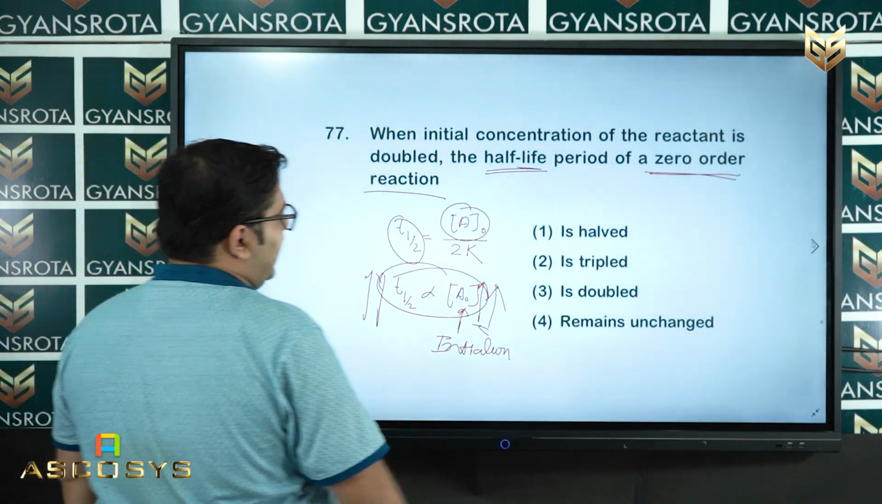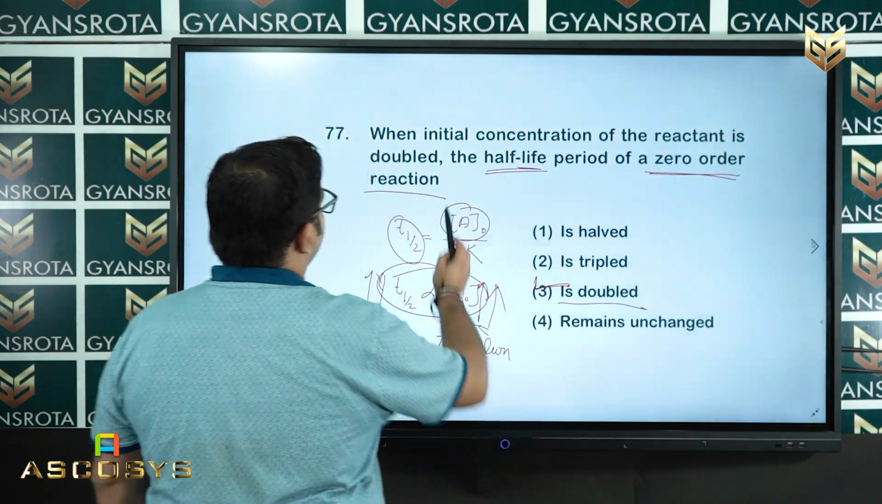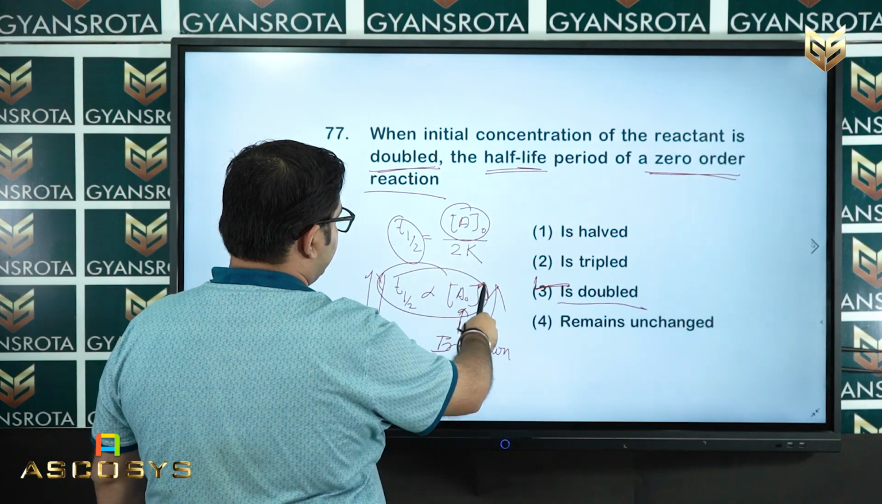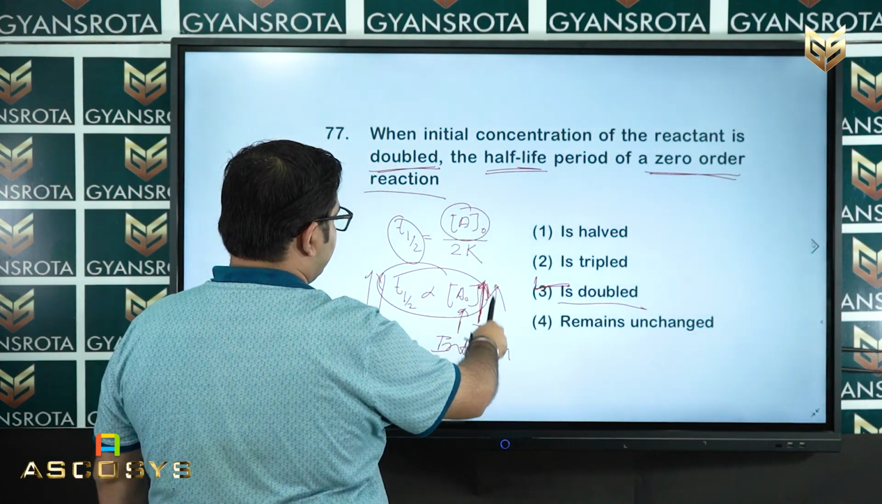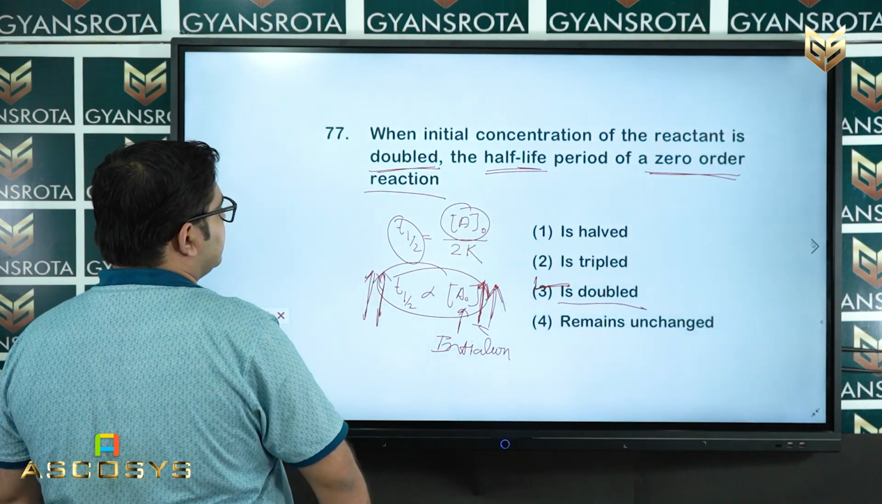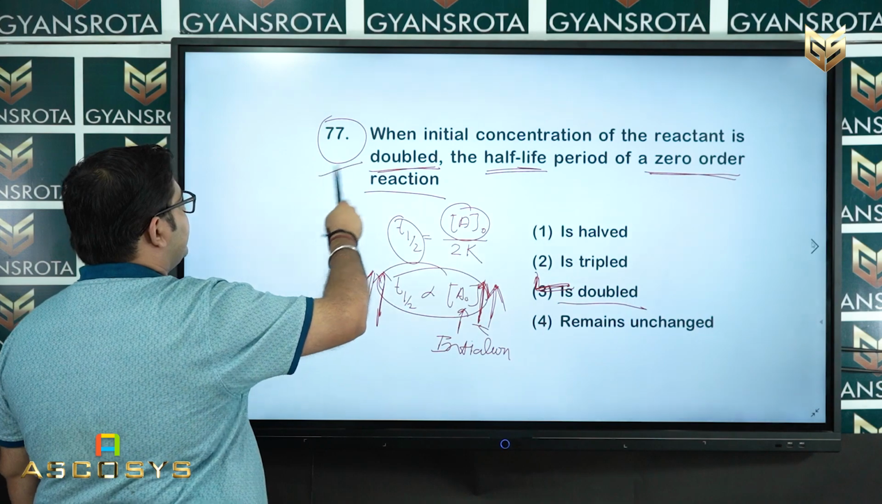So, what is the answer? Option number 3 is the correct option, because here they are saying that the initial concentration of the reactant is doubled, and if I double the reactant concentration A, then T half also gets doubled, and option number 3 is the correct answer of question number 77.